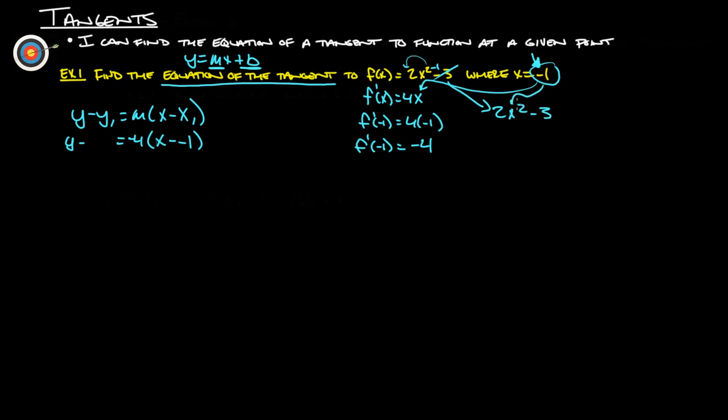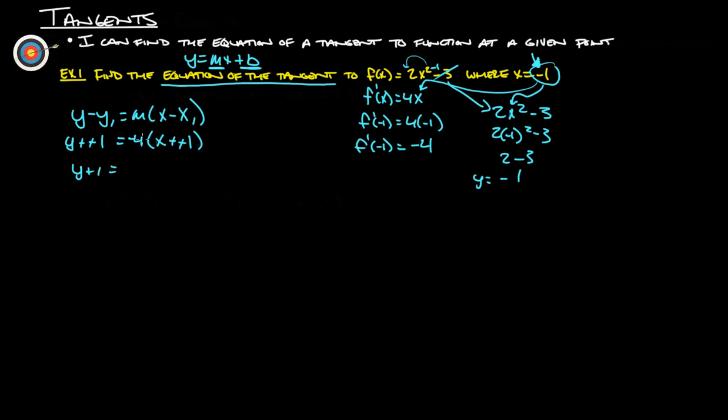If -1 goes in for the x, we get 2 times -1 squared minus 3. -1 squared is 1, times 2 is 2, minus 3 gives us -1. So that's what the y is going to be. We get -1 there as well. And now we can simply simplify this, and away we go.